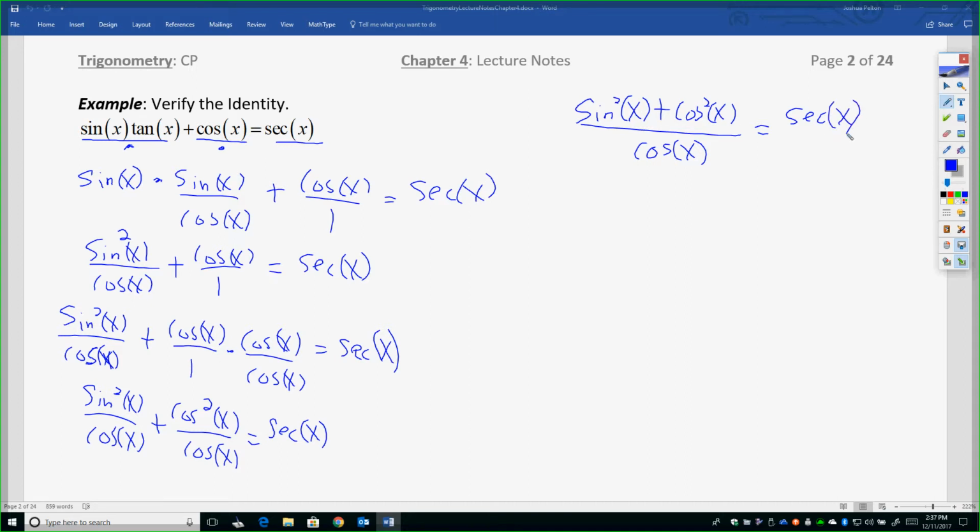And using the Pythagorean identity, cosine squared plus sine squared is 1, or sine squared plus cosine squared is 1. So I get 1 over cosine equals secant. And using the reciprocal identity, secant equals secant. So we proved it. Alright, pause the video, try the student problem.